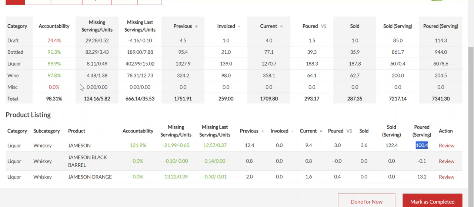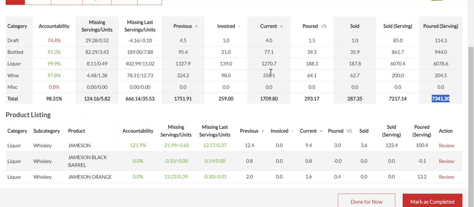And the good news for this bar is their overall liquor score is basically perfect, and the score for the bar is also about as good as it gets, where this bar is only missing 1.7% of all of the 7,000 measures of alcohol that were served during this 2-week period.